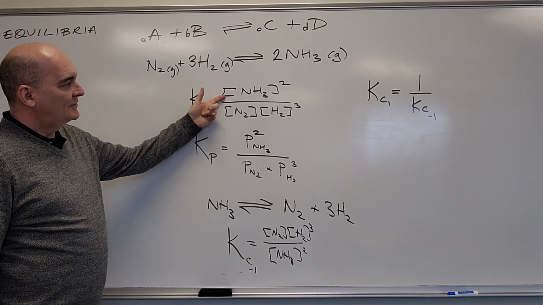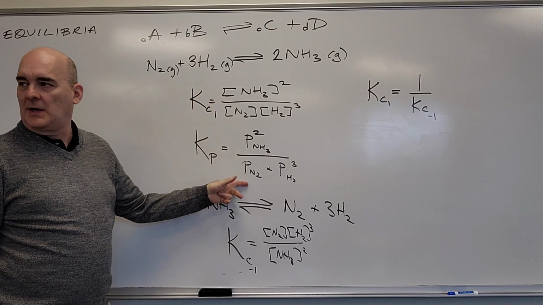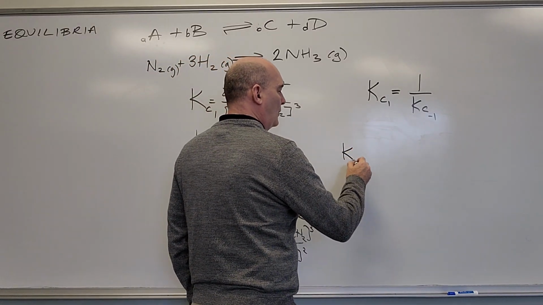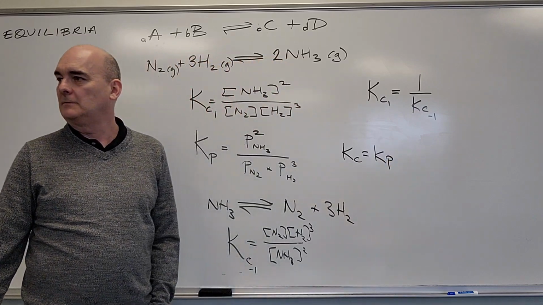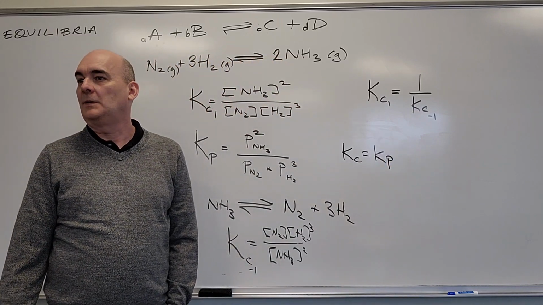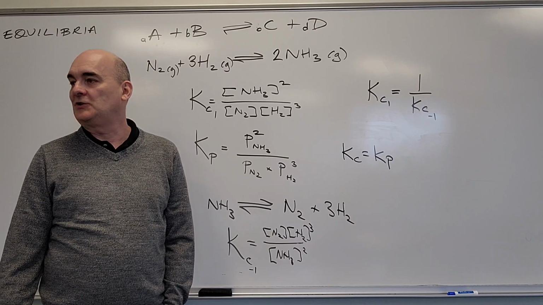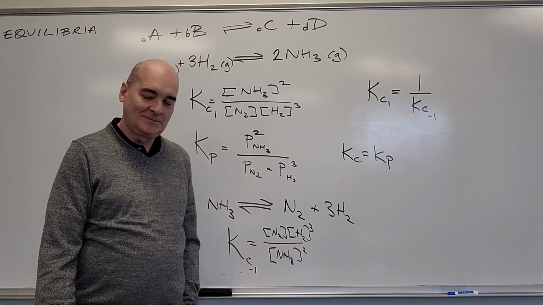This is products divided by reactants. So Kc is equal to Kp then? No, it isn't. It wasn't. There was an adjustment that we have to make. What was that adjustment? Go find it.